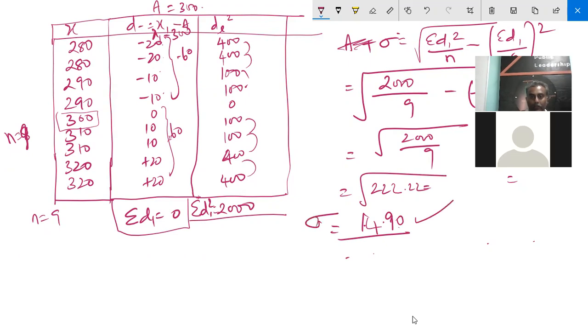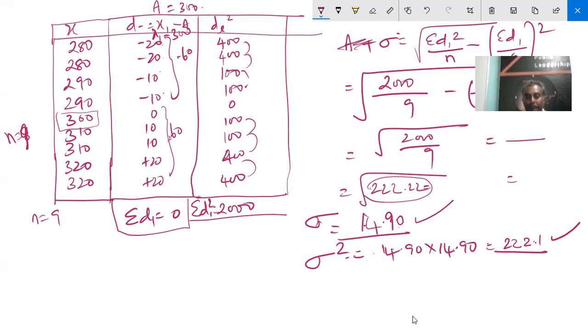This is sigma, the standard deviation. He's also asking to find the variance. Variance is sigma squared, so 14.90 into 14.90. You have to find 14.90 into 14.9. How much are you getting? 222.0. You'll get back this thing, 222.2. Okay, so this is variance.